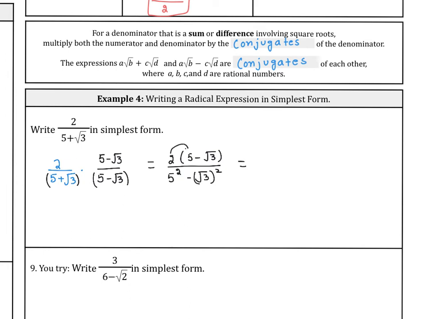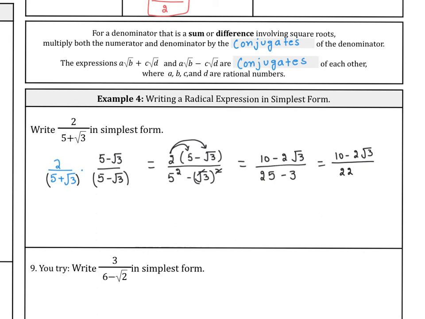On the top you're going to do the distribution, and what you get here is 10 minus 2 times square root 3. And on the bottom you have 25, square root and square cancel. You get 25 minus 3. So you get 10 minus 2 square root 3, and then on the bottom you have 22. Now I noticed that if I kept this term without distribution it would be much better. So I'm going to rewrite this again so that I can reduce it.